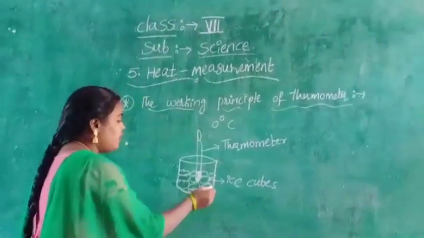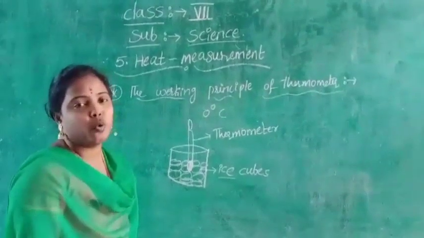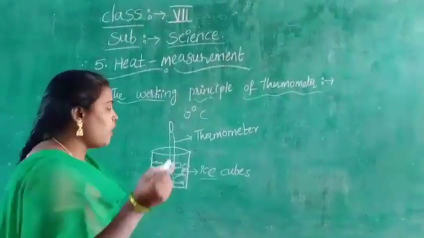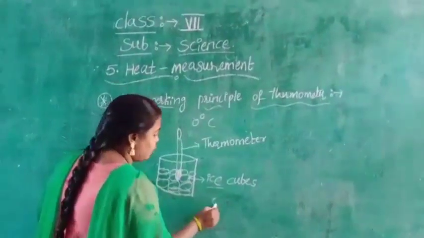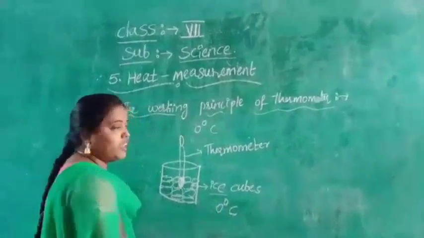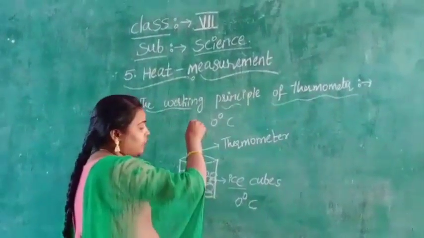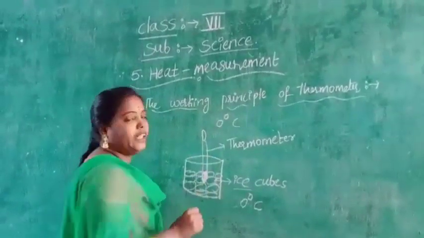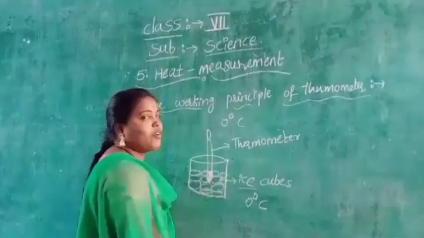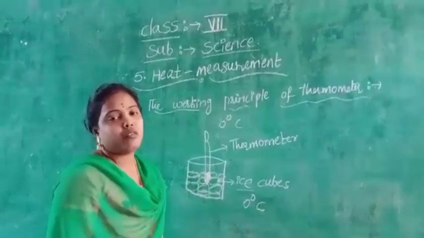Why? Because the ice is very cool. What is the temperature of ice? We know that it is 0 degree Celsius, that is 0 degree centigrade. So that's why if we keep the thermometer in the ice cubes, there is no change in the level of mercury.